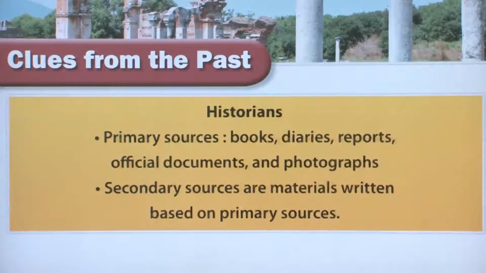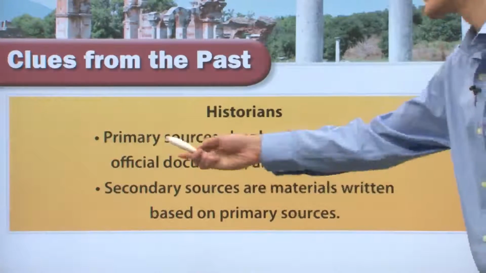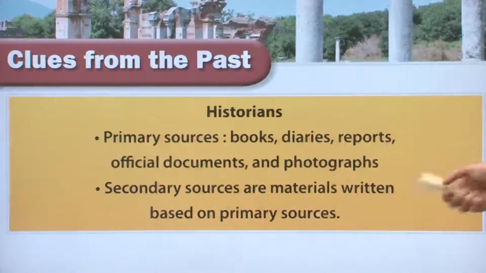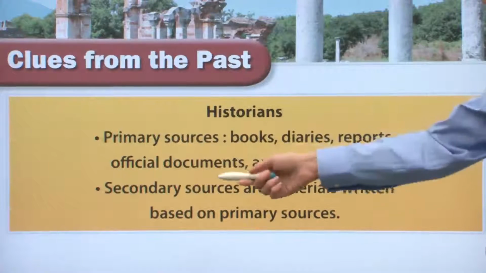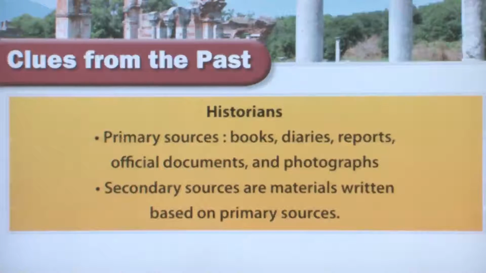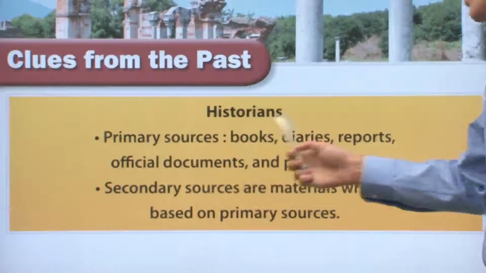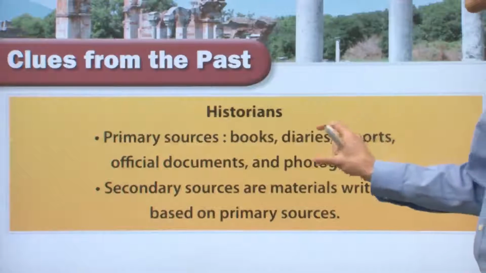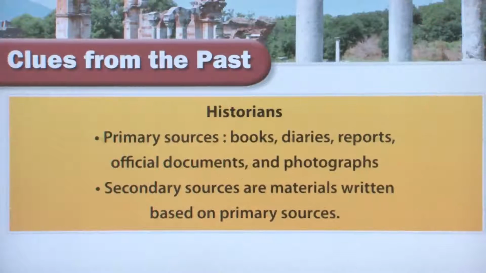So quickly, just to summarize the main points about historians, is that they usually use primary sources. Primary sources are books, diaries, reports, official documents, and photographs. Secondary sources are materials written based on these sources. Historians sometimes use both of them when writing their own books.